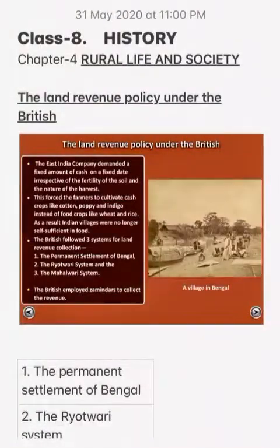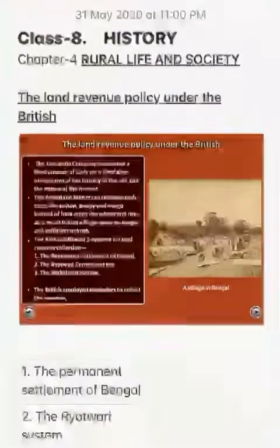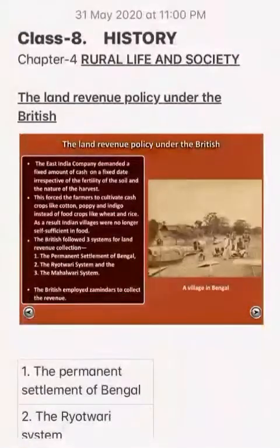The East India Company demanded a fixed amount of cash on a fixed date, irrespective of the fertility of the soil and the nature of the harvest. This forced the farmers to cultivate cash crops like cotton, poppy, and indigo instead of food crops like wheat and rice, and as a result, Indian villagers were no longer self-sufficient in food. And students, cash crops means the crops which are cultivated to sell, okay, not for personal use but to sell, to earn.